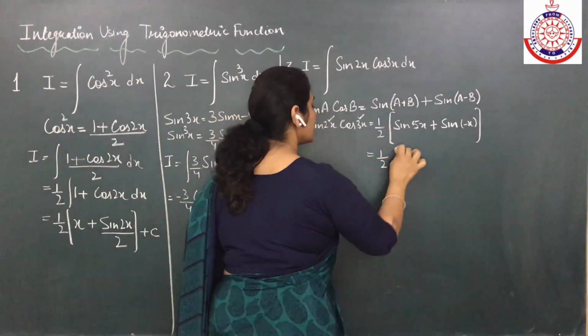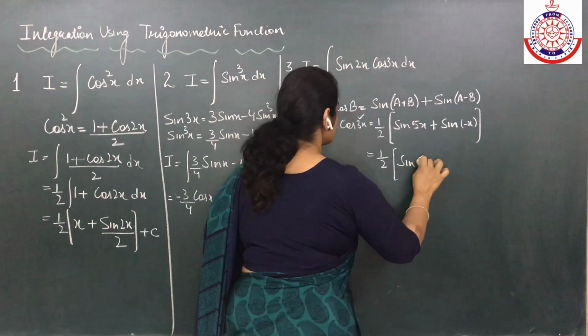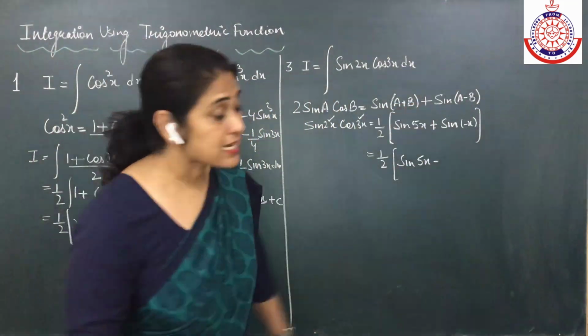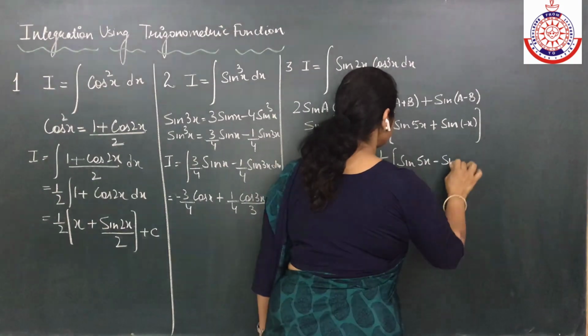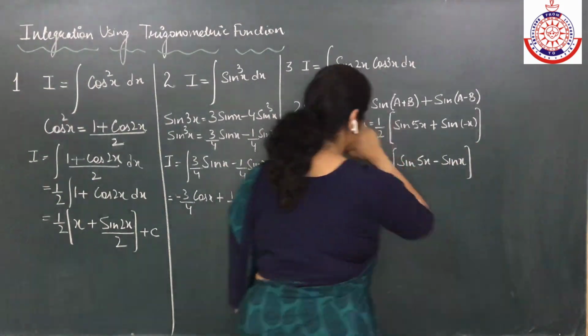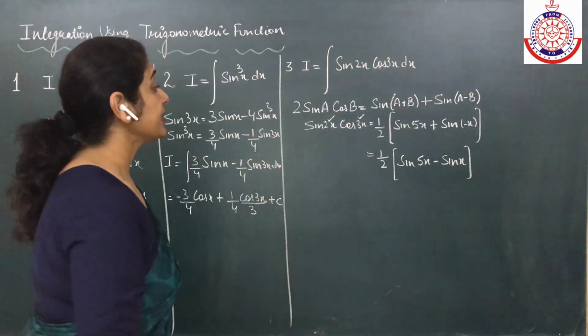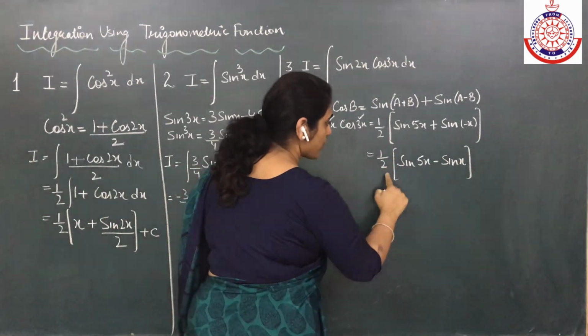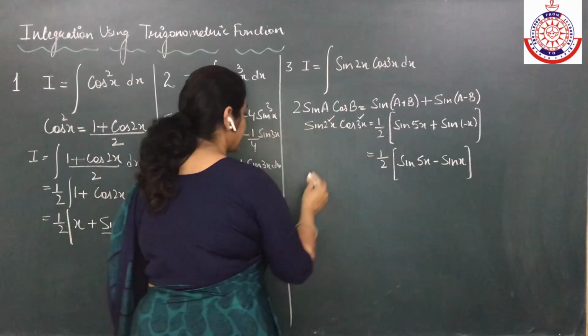And see, trigonometric formula, the most important thing. What is sine minus theta? That is minus sine theta. So that means sine 2x into cos 3x can be written as 1 by 2 (sine 5x minus sine x).